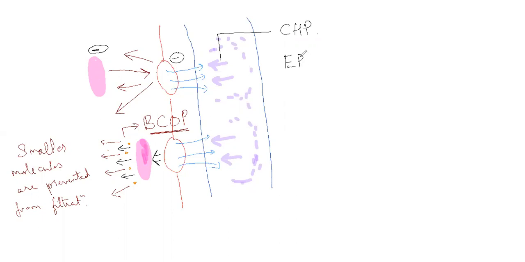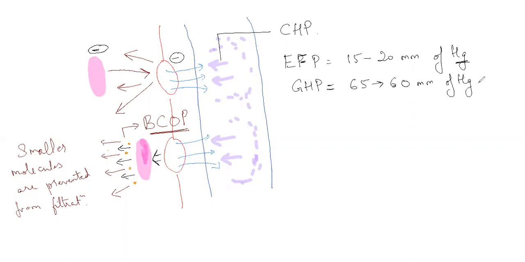CHP ranges from 15 to 20 mm of Hg. The GHP, higher pressure to lower pressure, 65 to 60 mm of Hg. The BCOP is relatively constant because the colloidal composition of the blood does not alter frequently. The concentration of colloids in the blood does not change again and again.